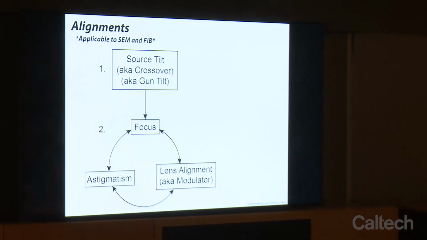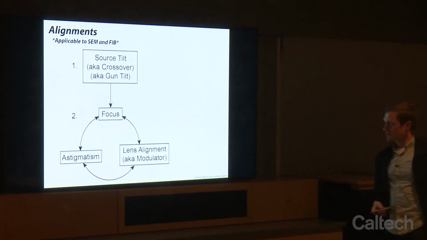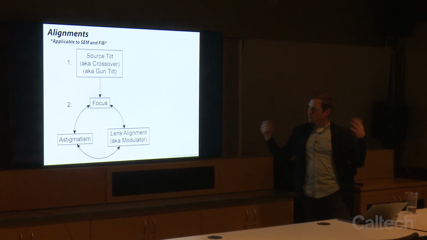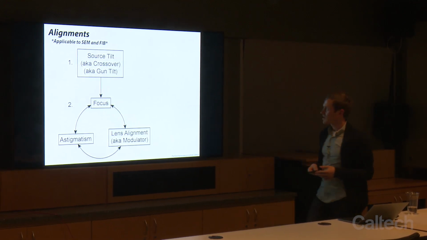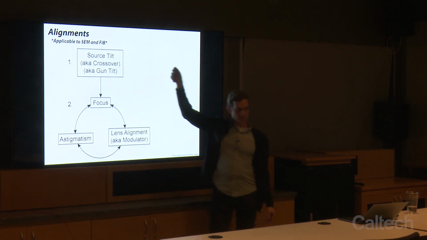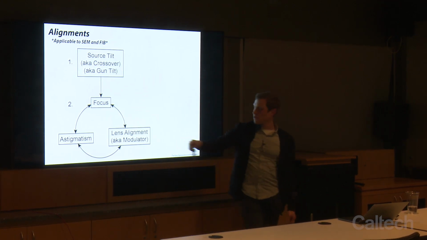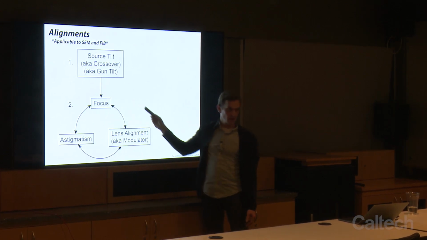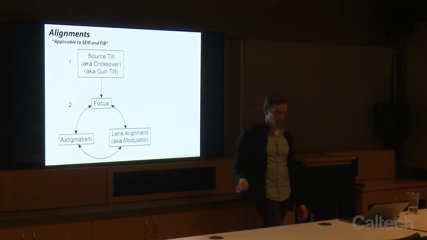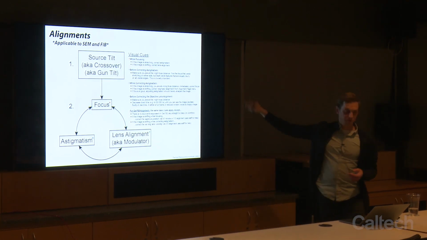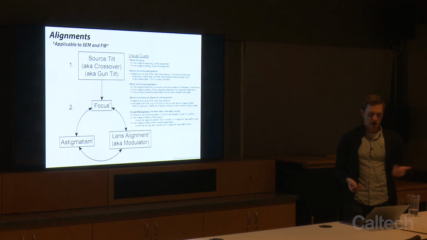Okay. Now, on the other side of your handout, we have alignments. We're not going to go through everything, but we'll do a couple of small things here. The basic workflow is you always want to adjust the source tilt, so get the beam concentric down the column. Then we'll use our focus to tell us if we have an astigmatism problem and if we have what's called a lens alignment problem. And then we'll fix those things according to what I like to call the visual cues in your image.